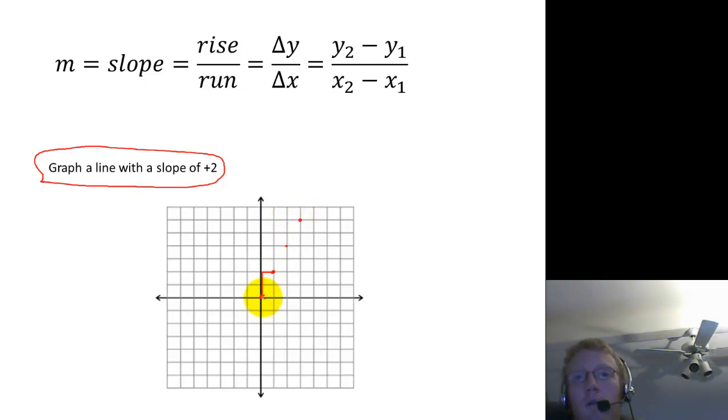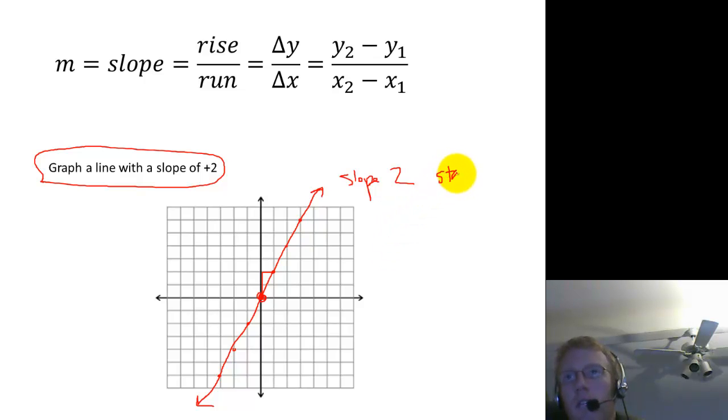And then you could go down 2, back 1, down 2, back 1, down 2, back 1, and we can draw a line. I'll try to draw it straight right through those points. So this line has a slope of 2. And in fact, what's the starting value or y-intercept? The starting value is right there at the origin. So it started at 0.